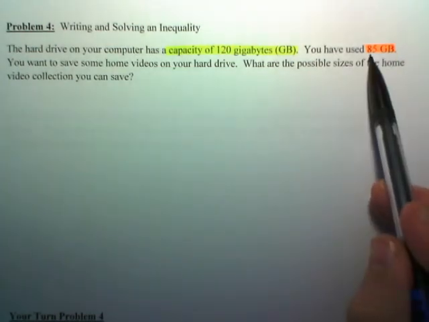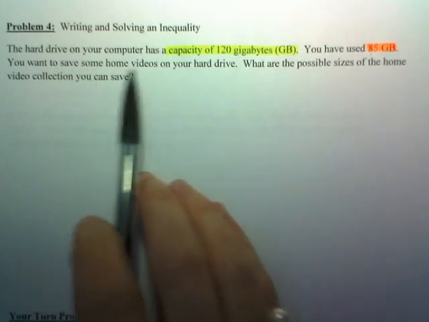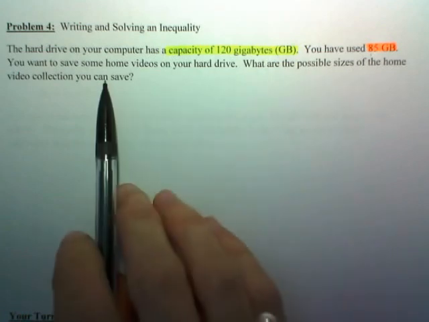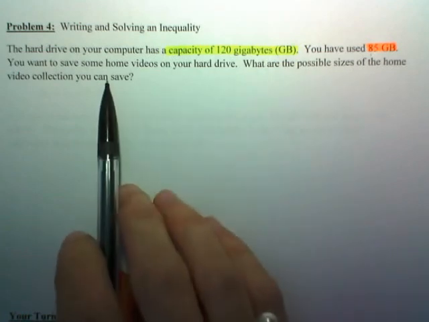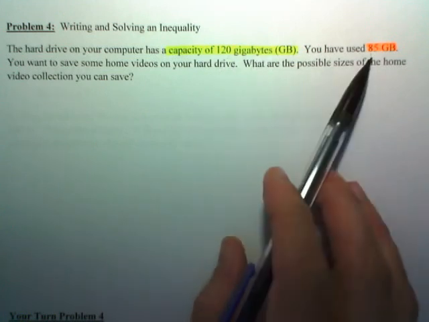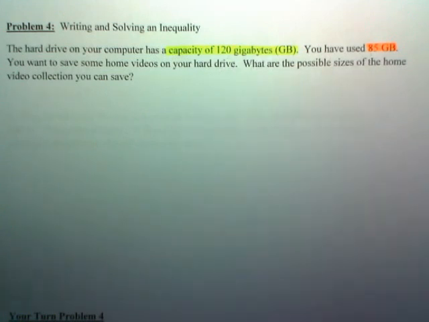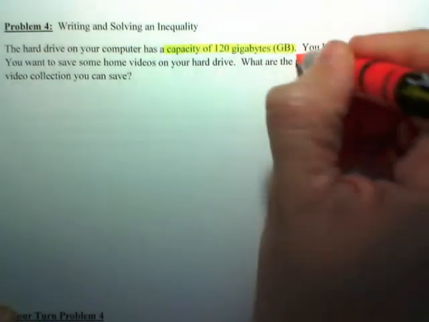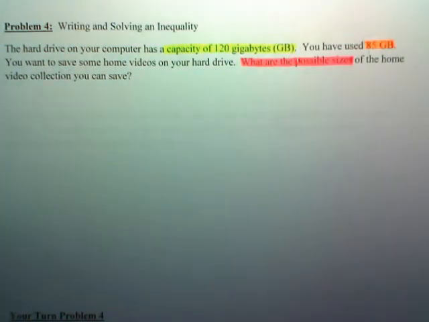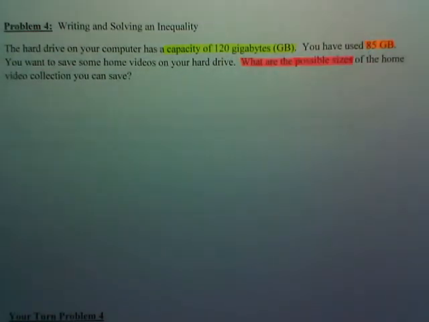All right, so what we want to know is you want to save some home videos on your hard drive. So what are the possible sizes of the home video collection you can save? Okay, so we know how much we're allowed to have. We know how much we've already used. What we want to know is the possible sizes. What are the possible sizes of the home video collection that you can save?